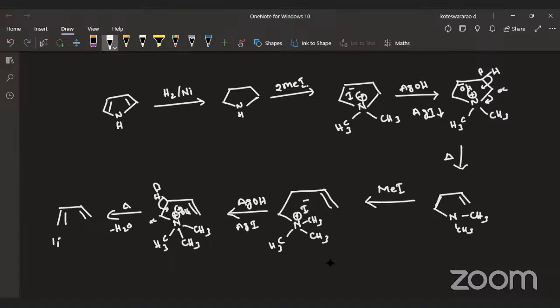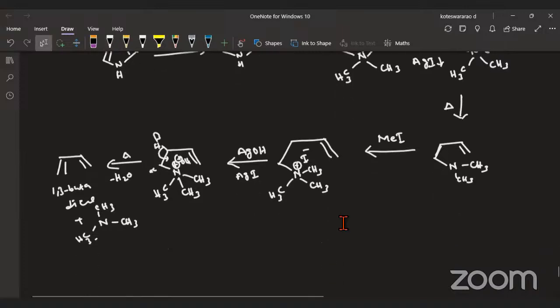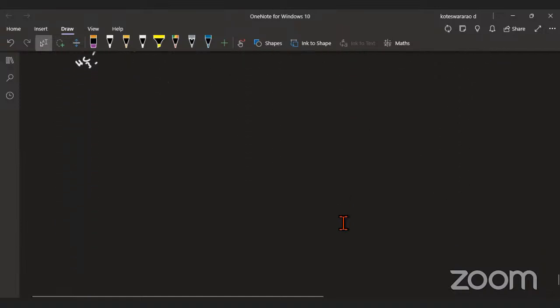This is 1,3-butadiene along with trimethylamine. A tertiary amine will be generated. Then the formation of 1,3-butadiene indicates that the alkaloid contains a 5-membered nitrogen heterocyclic system. Right. Then HEM of isoquinoline.